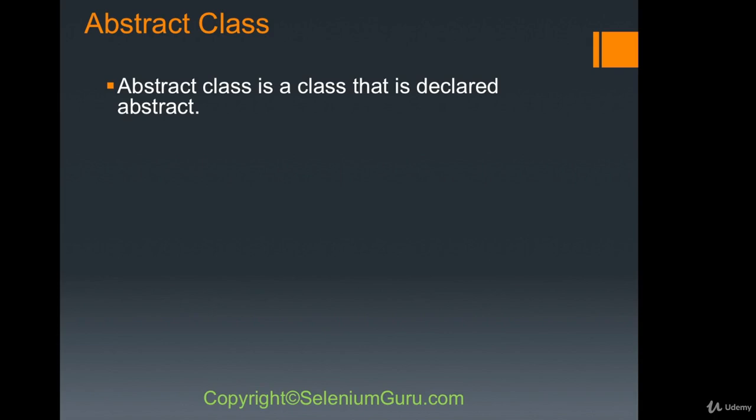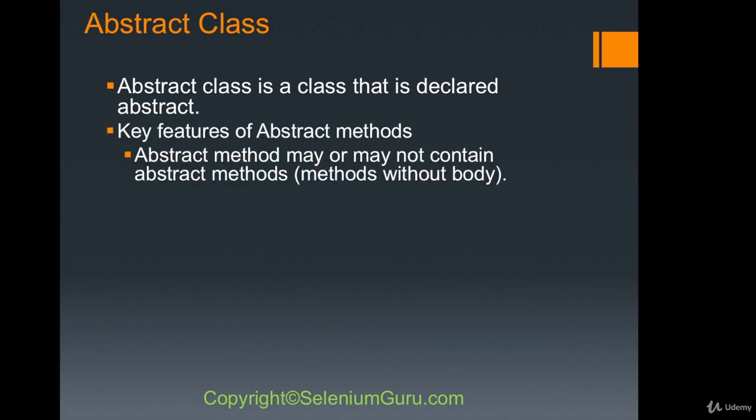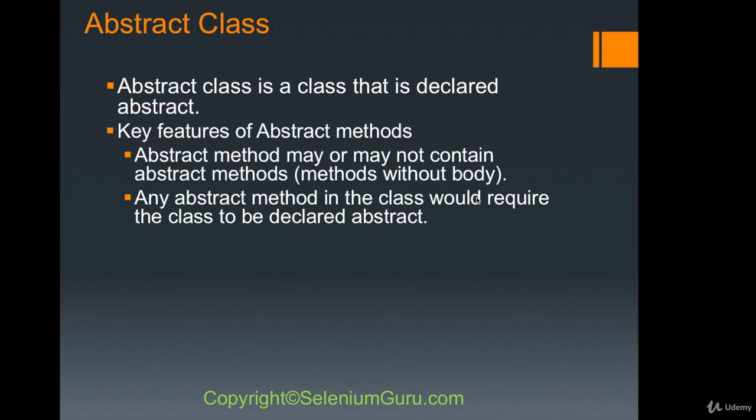Just like in our previous lecture, we were able to create a lot of different classes, such as parent class and child class. In order to create an abstract class, you have to declare it abstract. The key features of abstract classes are that an abstract class may or may not contain abstract methods. By abstract methods, I mean you have a method name, but you do not have anything inside the method. It's empty. And any abstract method in a class requires the class to be declared abstract.